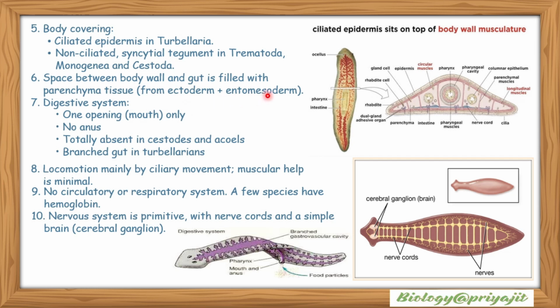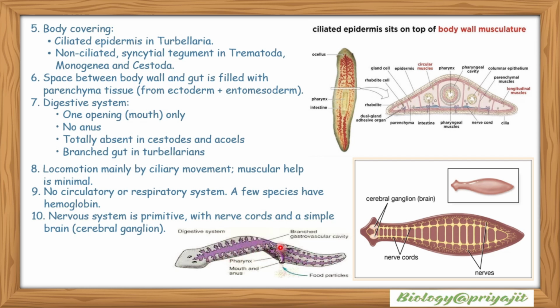The space between their body wall and alimentary canal or gut is filled with parenchyma tissue, that is from ectoderm and entomesoderm. In the digestive system, shown in the image, there is only a mouth opening, and it also serves as the anus. There is no other specific anus-like structure. The digestive system is totally absent in cestodes. A branched gut is found in turbellarians.